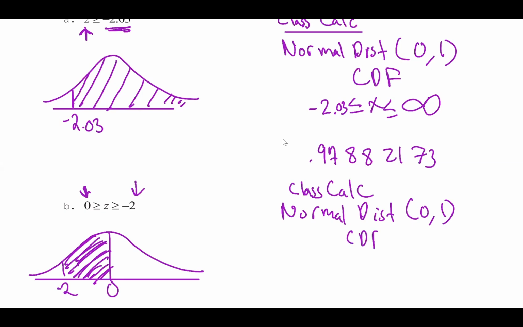If you haven't been practicing on ClassCalc, practice on ClassCalc and enter this. Once you hit CDF, this should pop up. So what you want to do is put negative 2 and enter 0. And then ClassCalc will give you an answer for that one. So that's all you have to do for B. Any question for B?